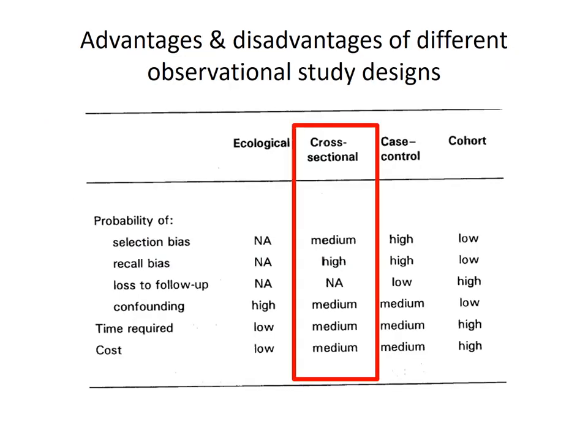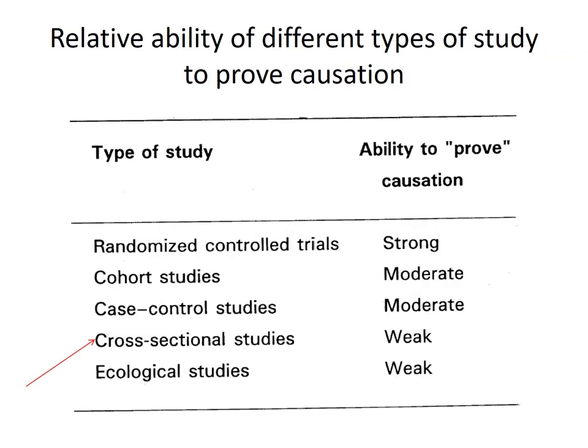This slide shows the advantages and disadvantages of different observational study designs. We will choose the cross-sectional study to talk about. So in cross-sectional studies, there is a medium probability of selection bias, high probability of recall bias because all the exposure measurements occur in the past. Loss of follow-up is not applicable because there is no follow-up in this design. Confounding medium, time required medium, cost is medium. So in general, these are the advantages and disadvantages.